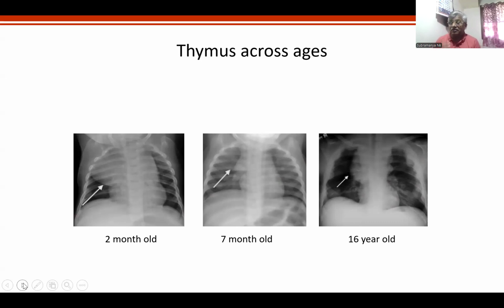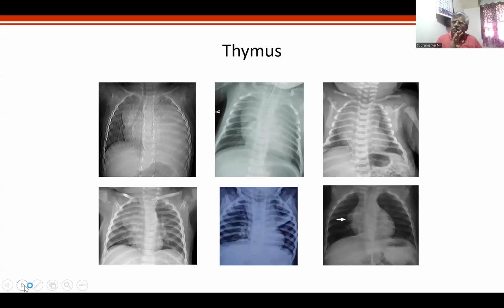You understand? But otherwise, if you wanted to get the maximum interpretation from the X-ray, you use the silhouette sign. Now, this is the thymus: 2-month-old thymus, 7-month-old thymus, 16-year-old thymus. Thymus shrinks with age. Mind you, this is one structure that can be a differential diagnosis of anything in the chest. Remember thymus, because if you don't remember thymus, then you are in soup.